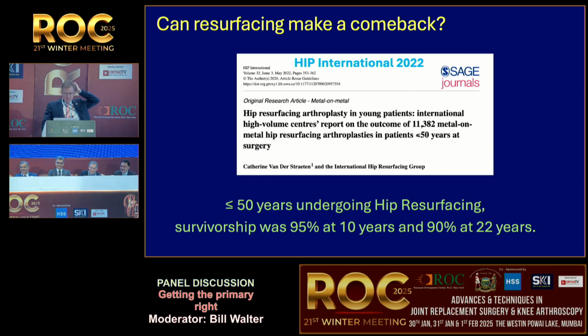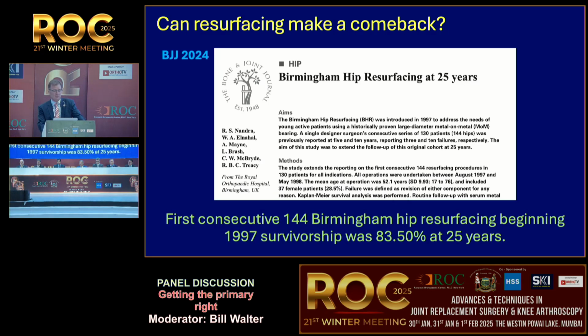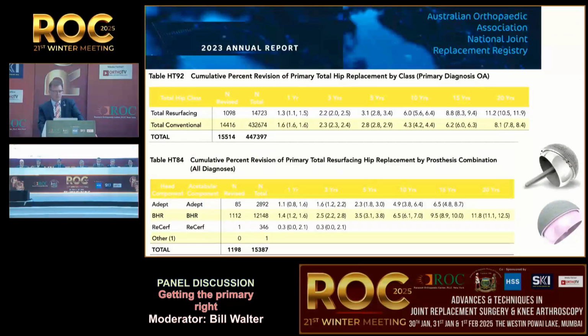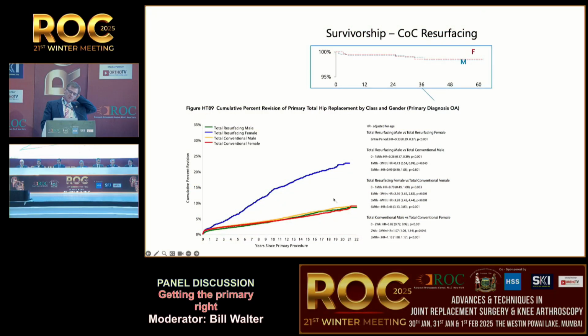Okay, finally, can resurfacing make a comeback? There have been some papers showing patients under 50 at 95% survival at 20 years. Great results with the Birmingham at 20 years in the Australian registry. Resurfacing overall compared to conventional has a slightly higher revision rate, but if you look at the ADEPT and the new ceramic on ceramic resurfacing, it's very low. In male patients with metal on metal resurfacing, it's low. With ceramic on ceramic resurfacing, we're not seeing any difference between males and females. There's also a thin polyethylene resurfacing that might become available. I know David doesn't think there's ever going to be a comeback for resurfacing, but maybe.